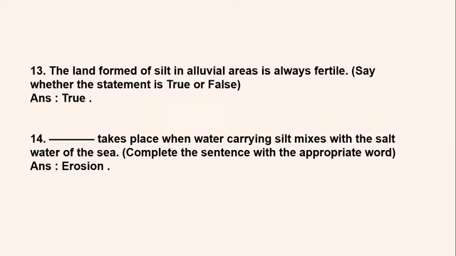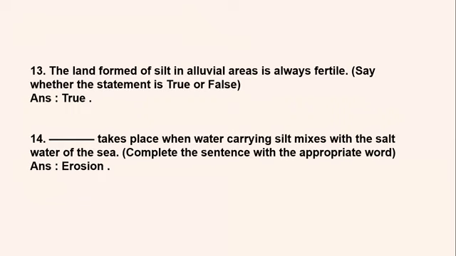Means the nutrients, the upper layer of the fertile soil, if it is washed away and mixed with the salt water of the sea, then what happens? Means that is eroded. The nutrients are eroded away. So it is nothing but erosion that takes place.